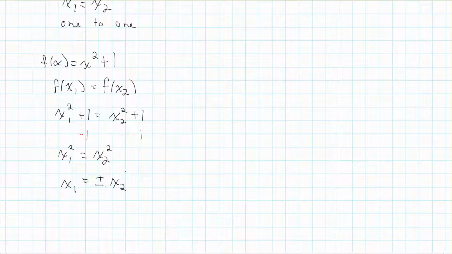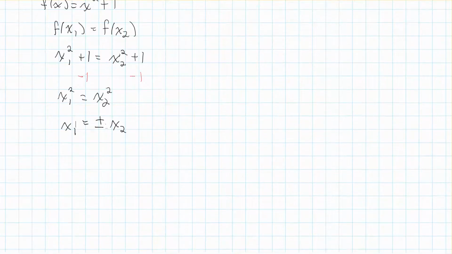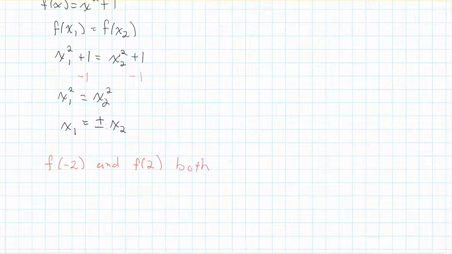They could be different values, because it could be positive x2 or it could be negative x2. And that's, of course, because we're squaring it, and squaring negative numbers means you get a positive number. And quickly to see this, as an example, f at negative 2 and f at 2 both equal 5. Two different x values equaling the same y value. And so this is not 1-to-1.